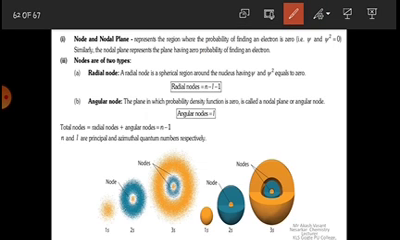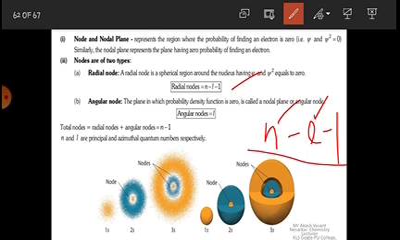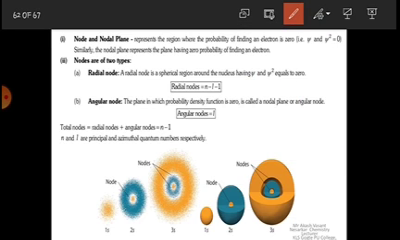So how many radial nodes are present in a particular orbital? We can calculate by using this formula, that is n minus L minus 1. N is the principal quantum number, and L is the azimuthal quantum number that we have learned in previous classes. Okay, so we can calculate the number of radial nodes present in a particular orbital by using this formula.